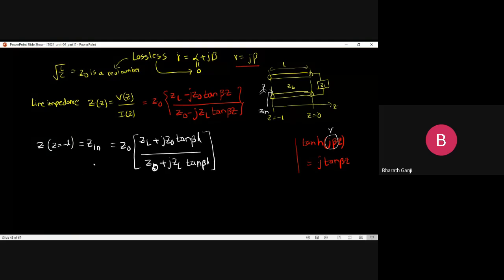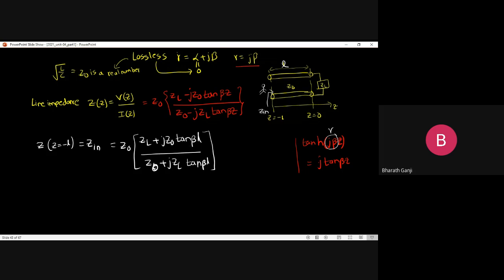Okay. So what does this say? This tells you that from the load, if you walk L units of distance at that location, what is the impedance you see towards the input? The input impedance can be said. If you are looking into that line at that length L, how much impedance will you see? It depends upon the length of the line and the characteristic impedance of the line.